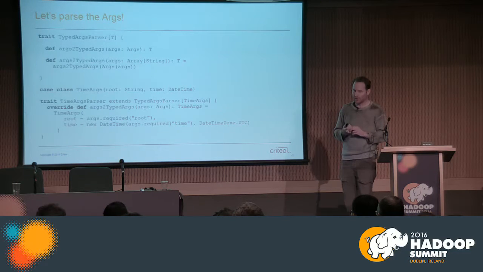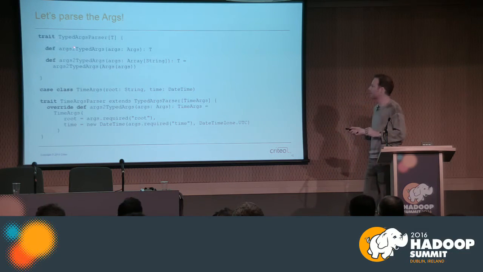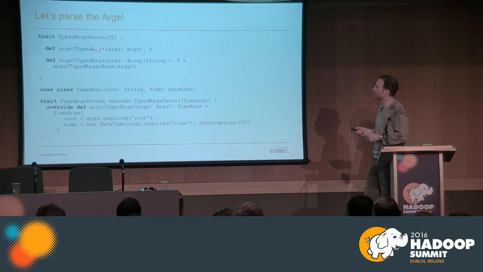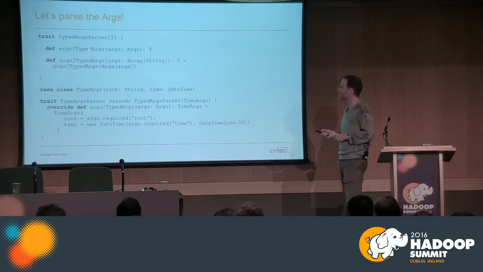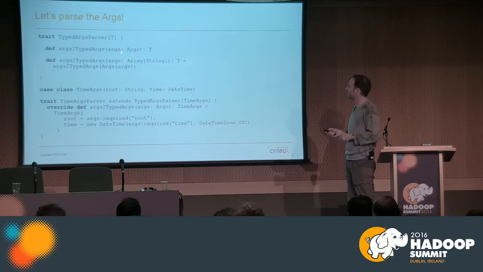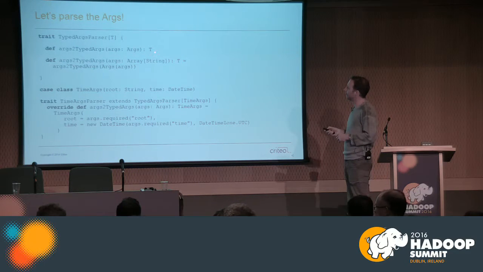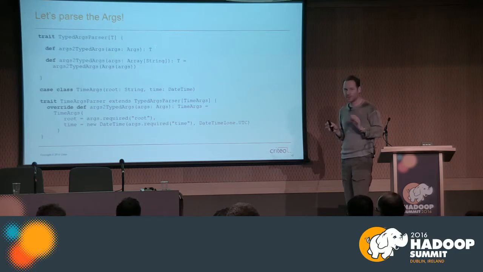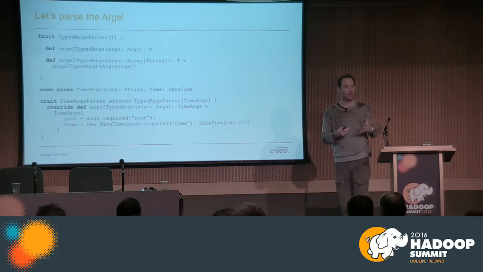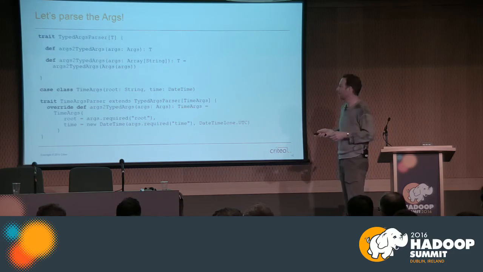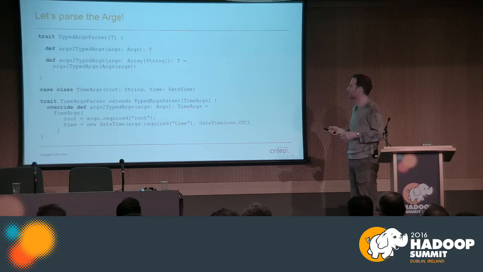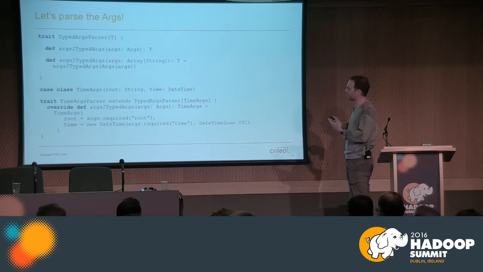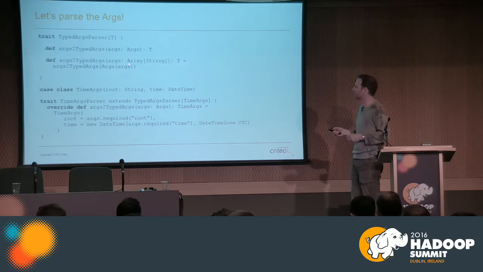So now we need to parse arguments. I'm sorry, this is a little bit dense for this kind of a setting. Basically, we have a new trait that we're introducing called a typed Args parser. It's going to take Args and turn that into a type. This is not the same type as the object we're trying to serialize or process. It's the type of the typed Args that we want to get out of this.